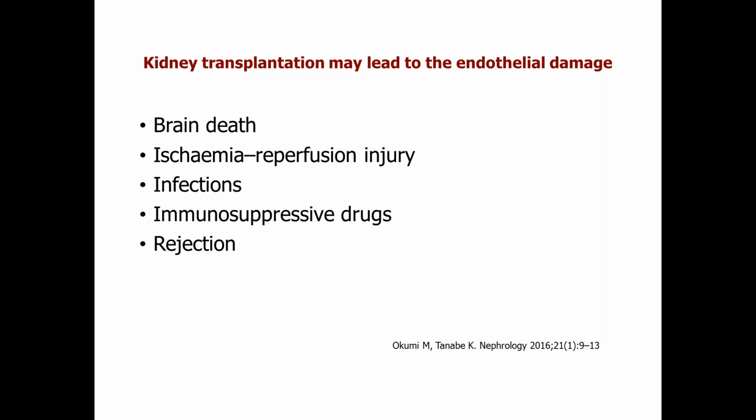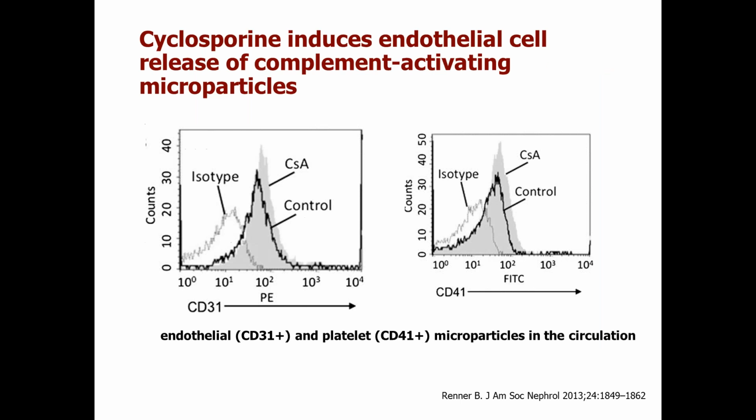So kidney transplantation is a trigger for various forms of thrombotic microangiopathies because the transplantation itself leads to endothelial damage: brain death, ischemia, reperfusion injury, infections, immunosuppressive drugs, rejection. All that may exacerbate the disease and cause it de novo or recurrent.